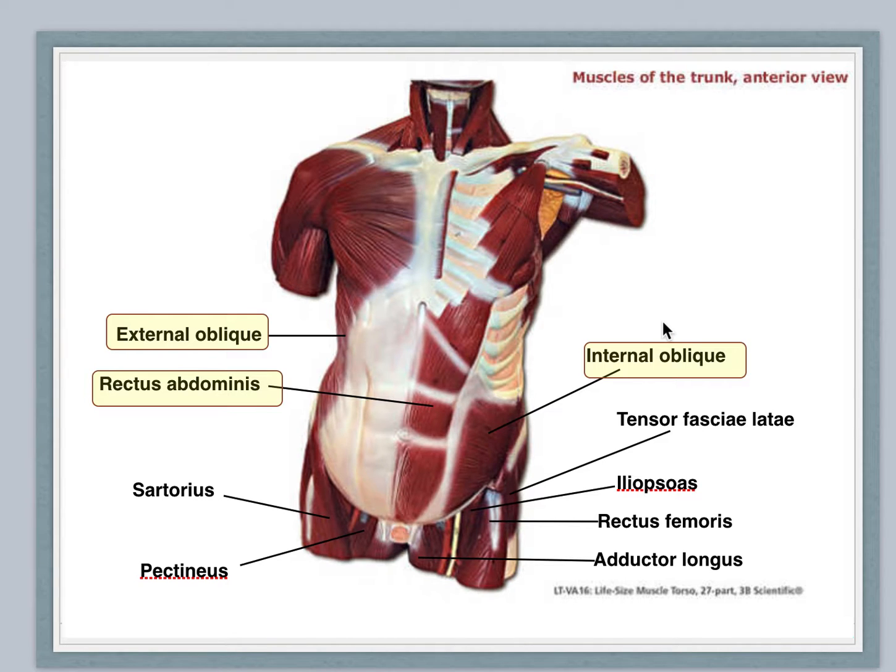Here's another picture showing the abdominal muscles. There are our internal obliques here. These are external obliques on this side. The rectus abdominis here. You can't see the transverse abdominis on this picture.